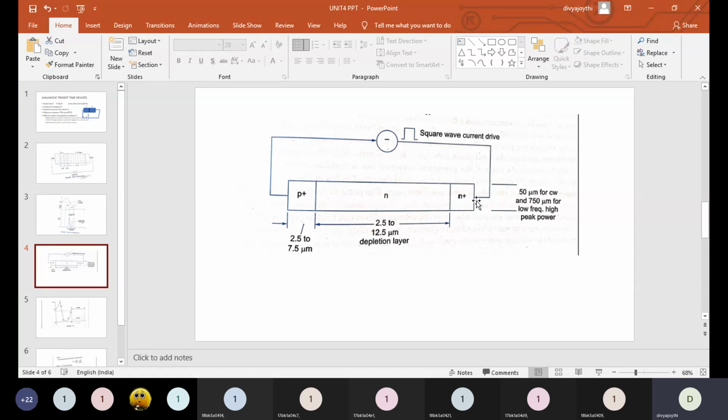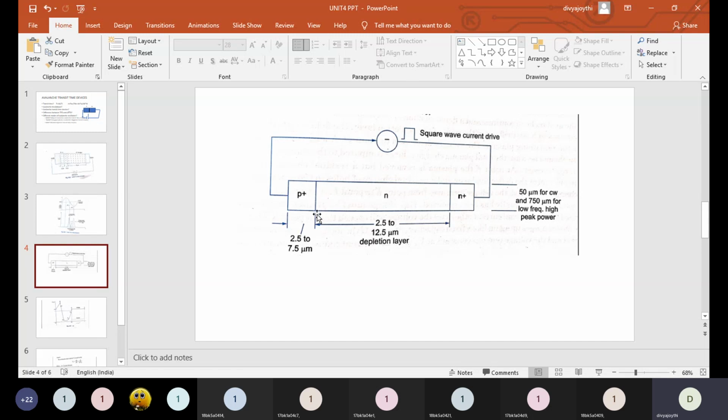it depends upon the type of frequency signal that we are using. The width of this N plus region can be 50 micrometers for a continuous wave. It varies for a low frequency signal: for a low frequency, high peak power signal, it is going to be 750 micrometers. So the width of this N plus region is the drift region.